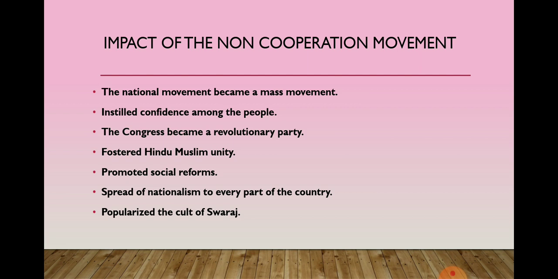Fifth one, the non-cooperation movement fostered social reforms. Social reforms like abolition of untouchability, upliftment of the weaker sections of society, establishment of schools, etc. were there. The next one is spread of nationalism to every part of the country. Unlike the previous incidents, when the freedom struggle was limited to some big cities or some particular states, the non-cooperation movement spread to the nooks and corners of different states of India.